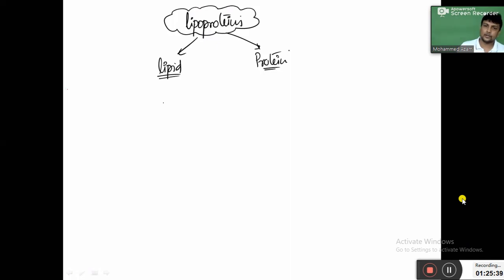Now guys, we don't even have to learn about the lipid part. The lipid part will always be the same. It will consist of triglycerides and cholesterol. The lipid part is always the same: triglyceride and cholesterol.